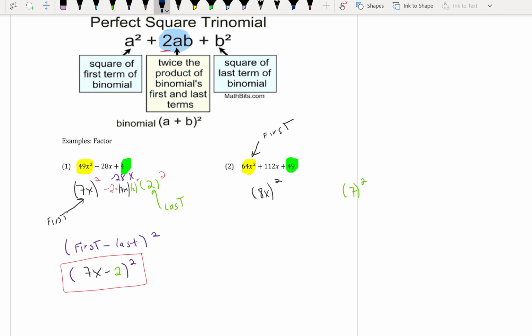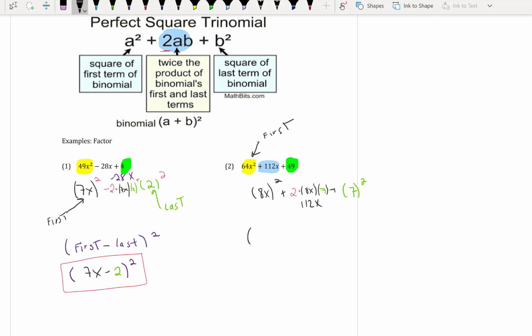So now, let's again think about this middle term. Is this going to be 2 times the first? The first one would be 8x, and our last, we said, was 7. Let's see what that gets us. We have 2 times 8 times 7, which is 112x. If they're all positive, then it works out. So this definitely hits that pattern of the perfect square trinomial.